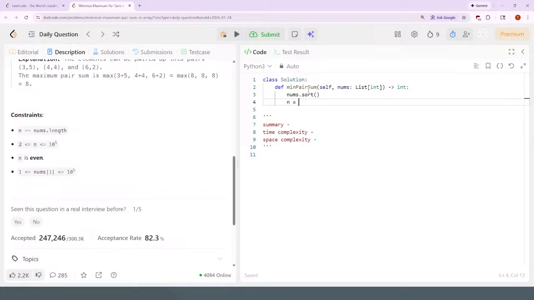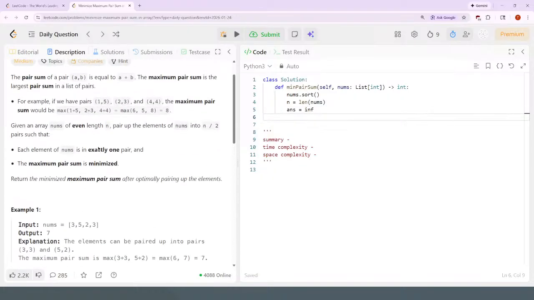Okay, so let's say n is the length of nums. So the answer is infinity to start with, and we're going to try and minimize it. No, so we need to maximize. The maximum pair sum is minimized. So I think we need to actually keep track of the maximum pair sum here. So we need to start with 0.